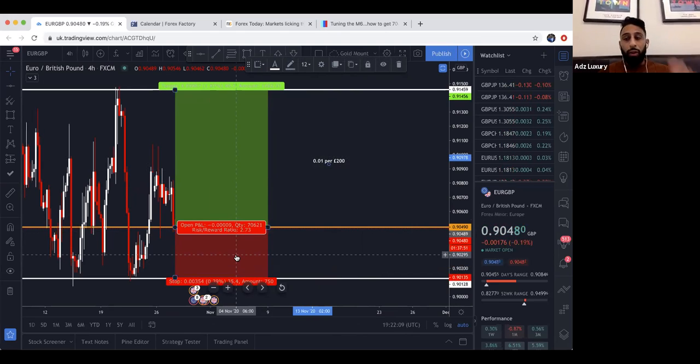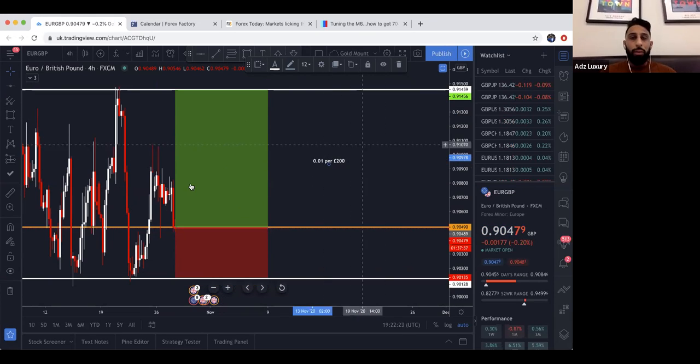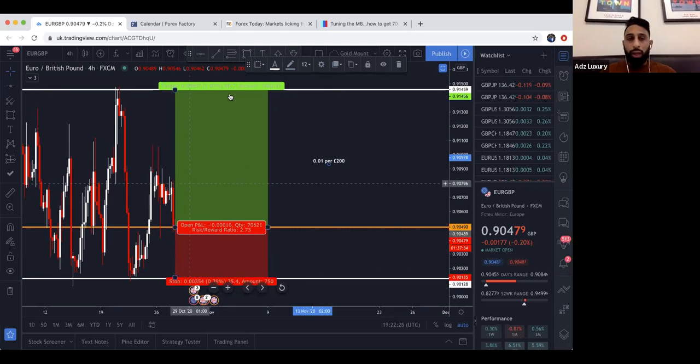Now, one thing a lot of people do is only look at how much they're going to gain, but they never look at how much they're going to lose. If you concentrate more on the losses, the wins will come by themselves. Does that make sense? And still, if you hit this take profit, even using this small lot size of 0.01 per £200, you will still clear a good 5% on this very trade. Does that make sense so far?